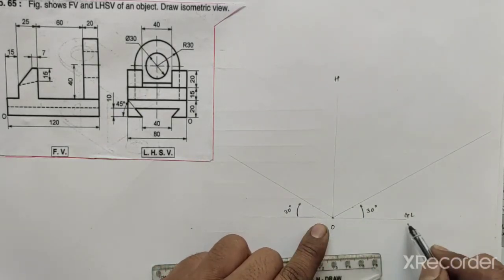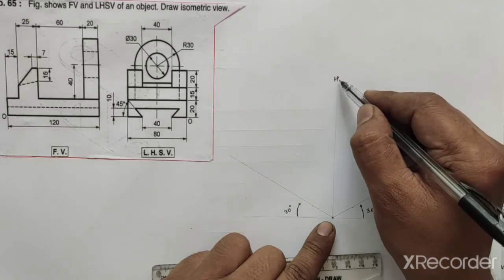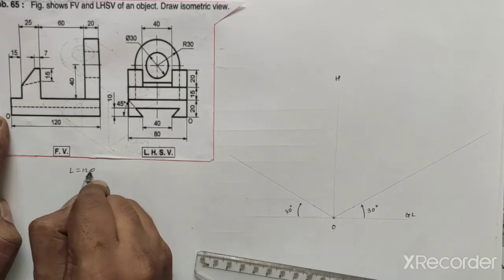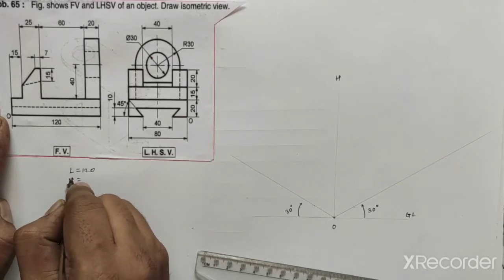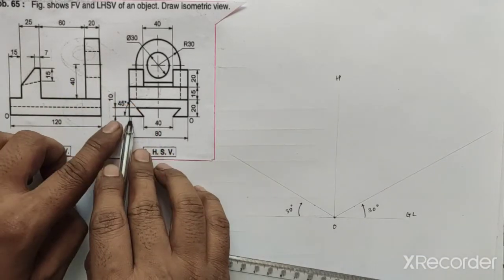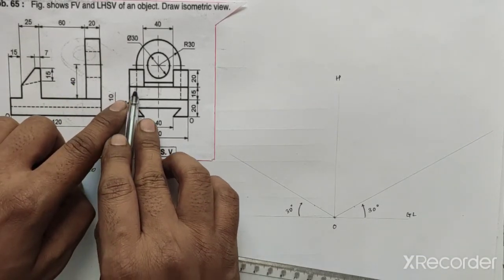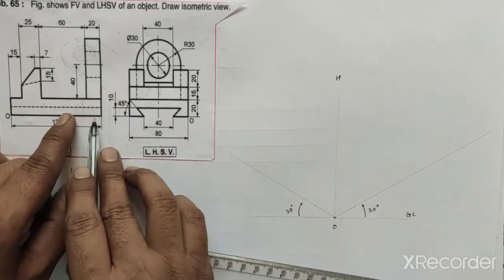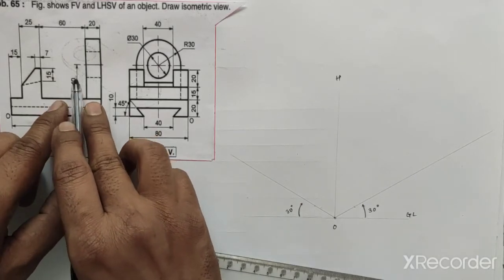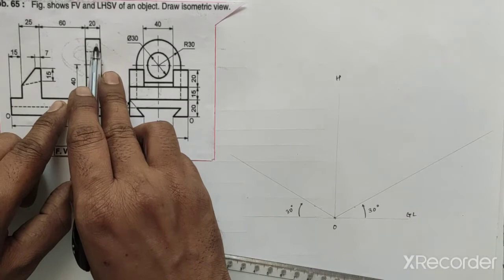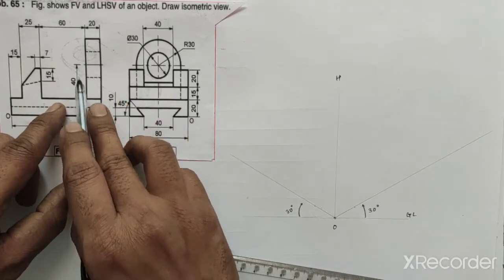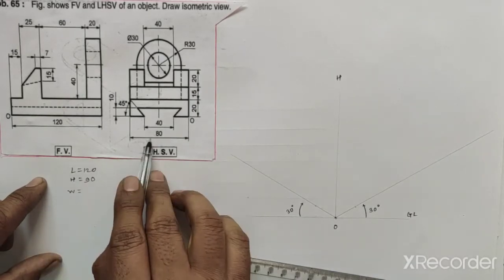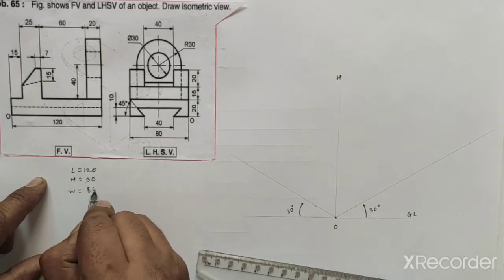Initially I have drawn the ground level and 30-degree lines, with height on the vertical line. For length, the total length of the object is 120 mm. Total height of the object: this is 20 mm plus 15 mm plus 20 mm, or directly from the base, 20 mm, 40 mm means 60 mm, and the outer radius is 30 mm. So 60 plus 30, total 90 mm is the height of the object. The width of the object we can see in the side view; total width is 80 mm.